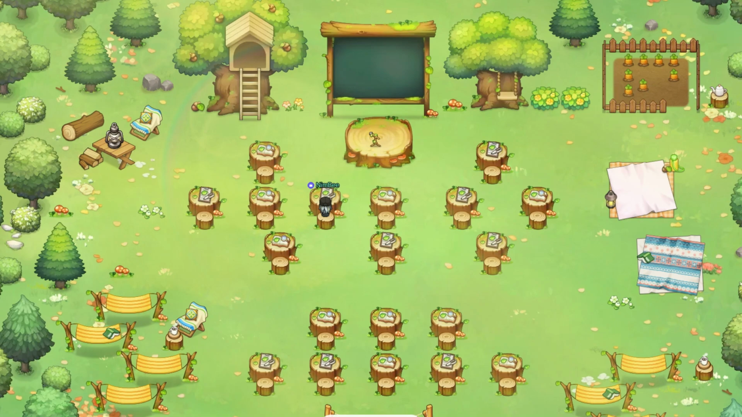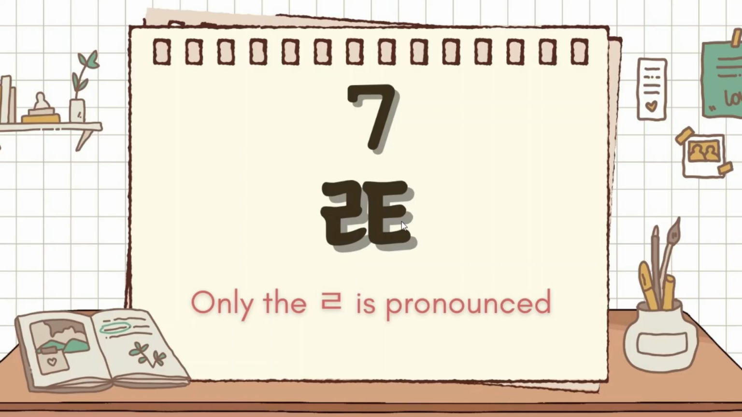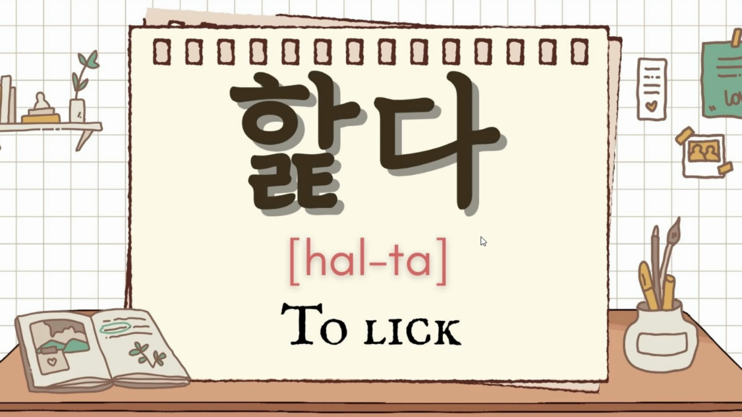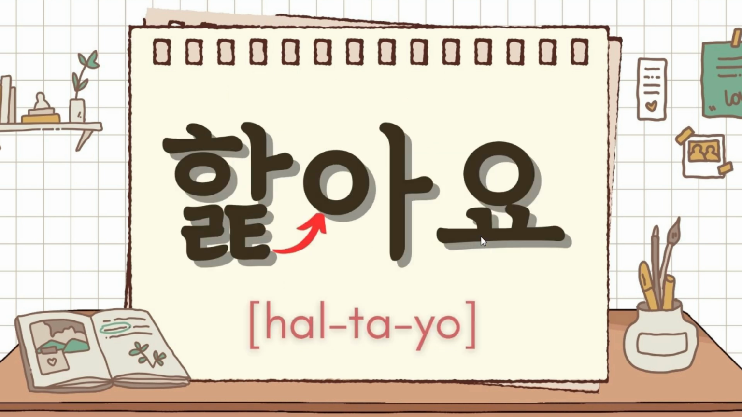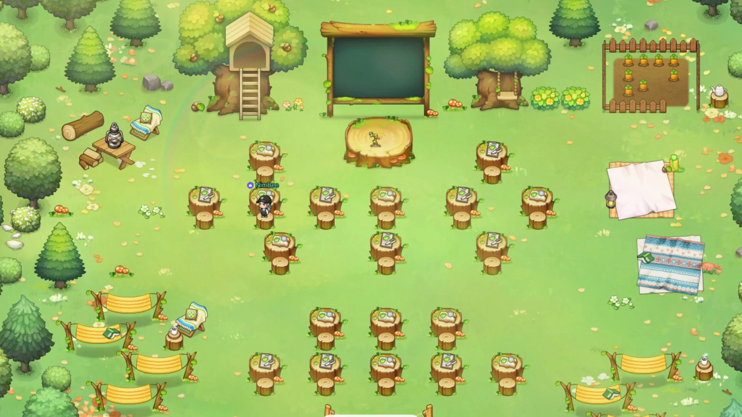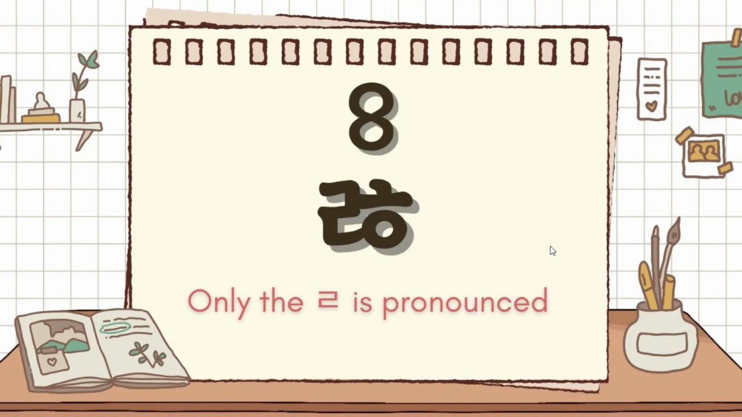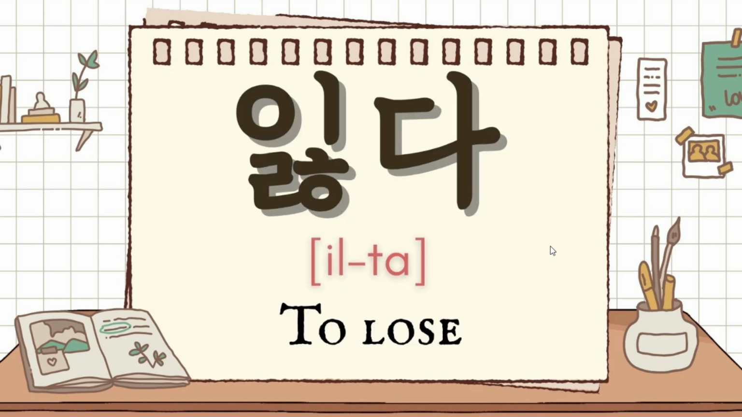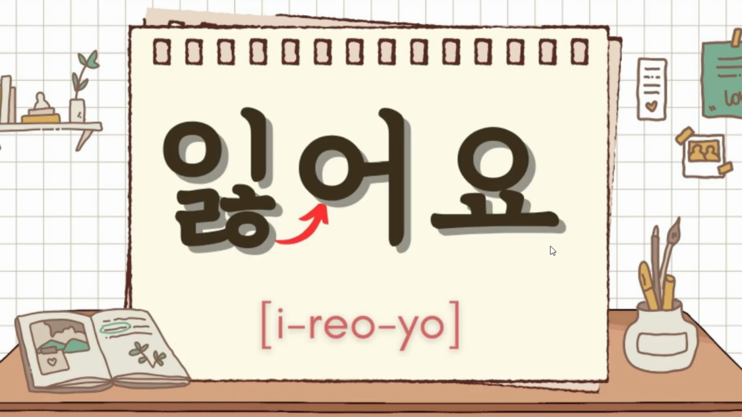Let's see what we have here. 리을 and 티읕. Here only the 리을 is pronounced. 핥다. But in this case, 핥아요. The eighth one is 리을 and 히읗. Again, in this case, only the 리을 is pronounced. Like 잃다. 잃어요. Again, the 히읗 is not pronounced here. 잃어요.